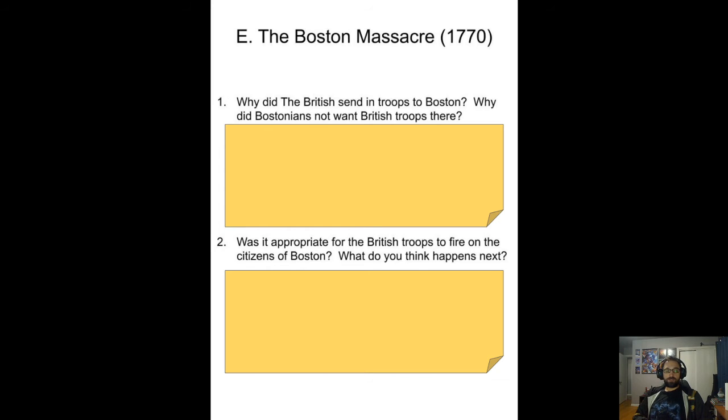Okay. Number 2, was it appropriate for the British troops to fire on the citizens of Boston? So that's an opinion question. I want to know, basically, did the British troops have the right to fire on these people? Do you think they were defending themselves, or do you think that they could have done something else? Okay. And number 3, what do you think happens next? Just give me a prediction as to what happens in the following days of the event.